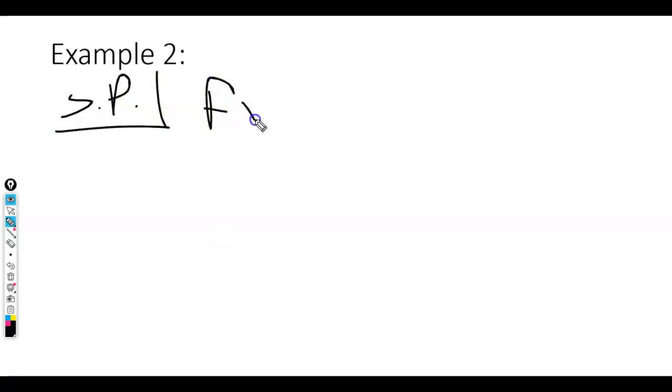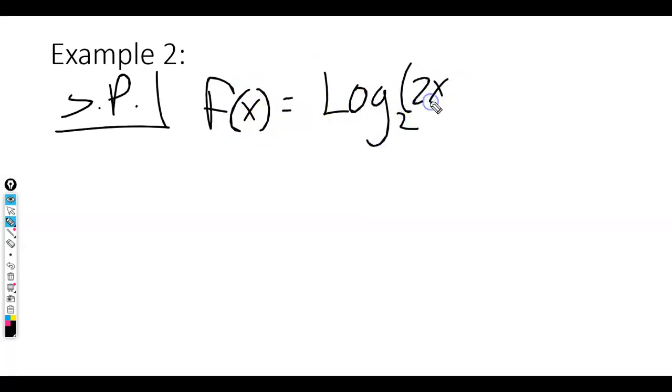I'll give you guys one of these as a student practice real quick, just in case that's kind of weird to you. You want to try it out. So let's try it. Let's say I gave you guys f of x equals log base 2 of 2x minus 1, and I want you guys to find f of 10. Go ahead and pause the video there and give it a try.